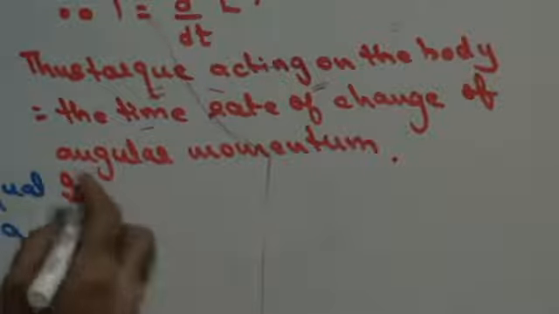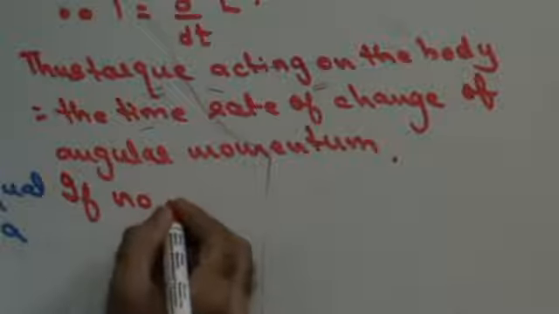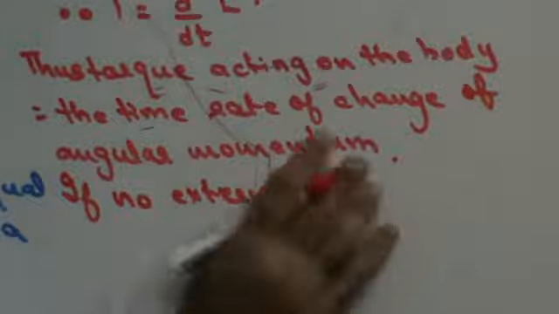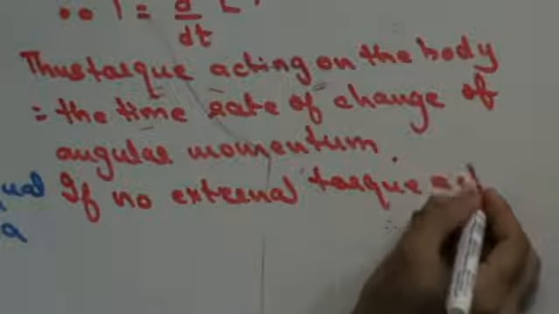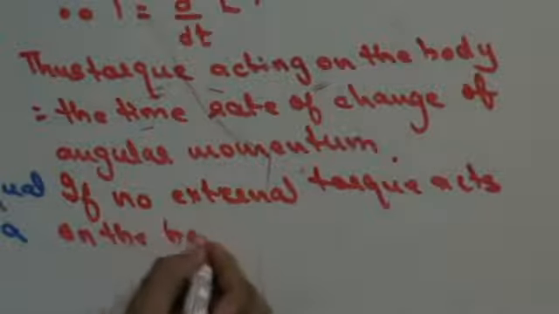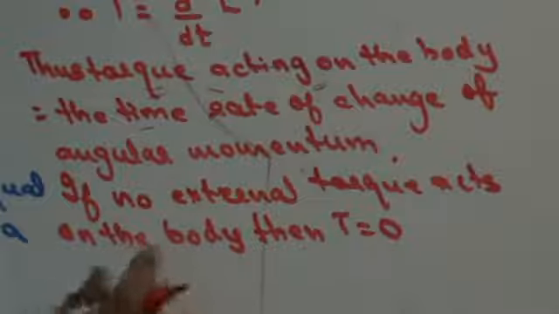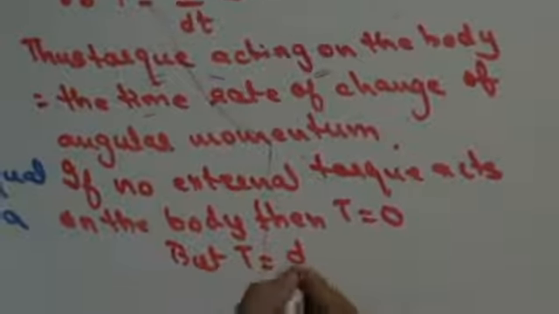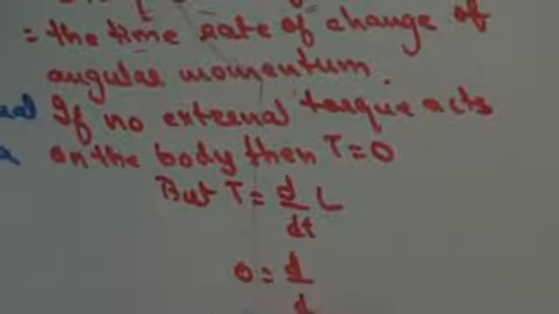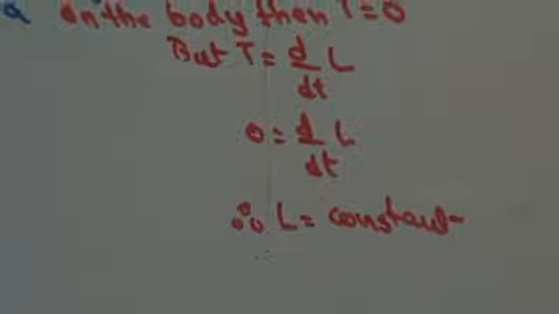So if no external torque acts on the body, then T will be equal to 0. But T is equal to d by dt of L. So 0 is d by dt of L. Therefore, L is constant. But what is L? L is nothing but your angular momentum, and thus angular momentum is constant, right? So thus, if no external torque is acting on the body, the angular momentum of the body remains constant, and this is my law of conservation of angular momentum.